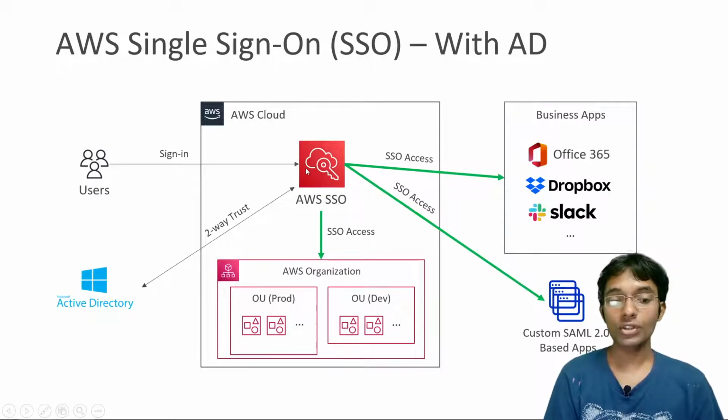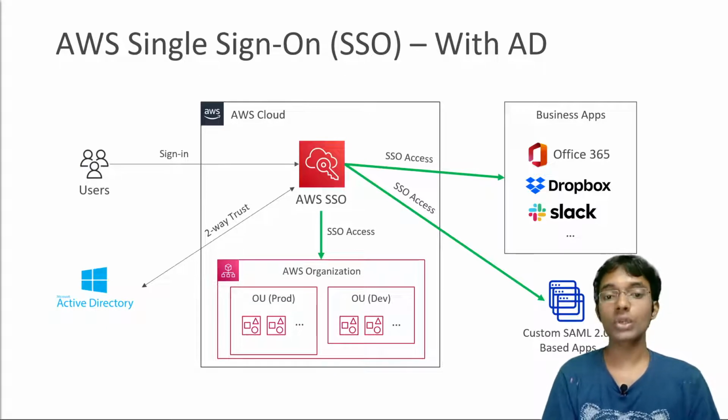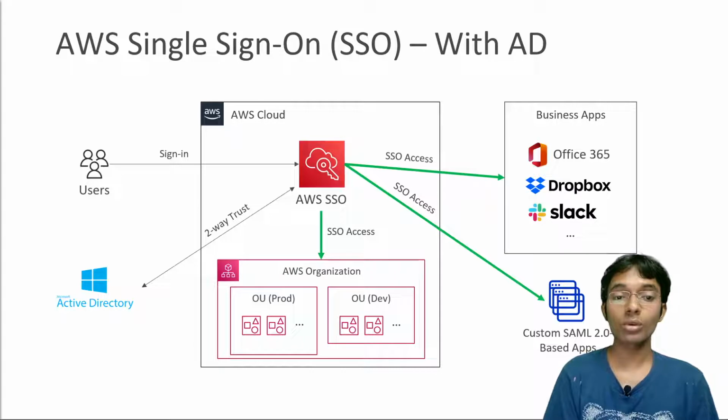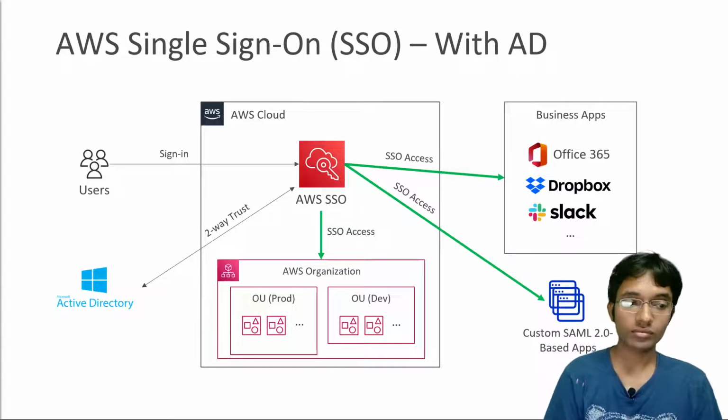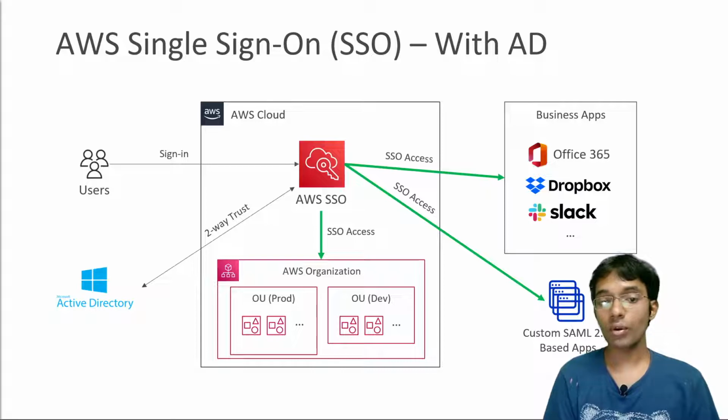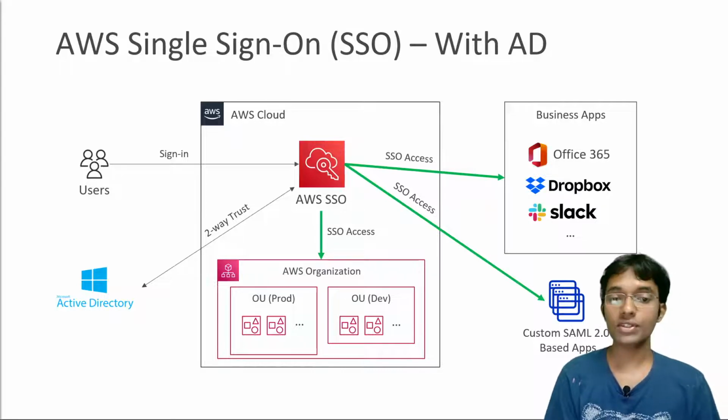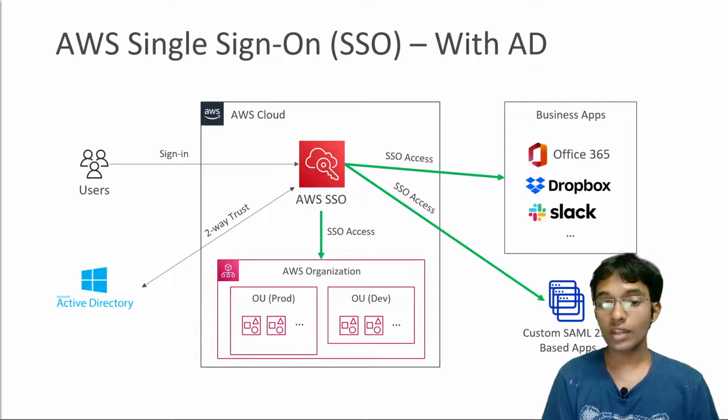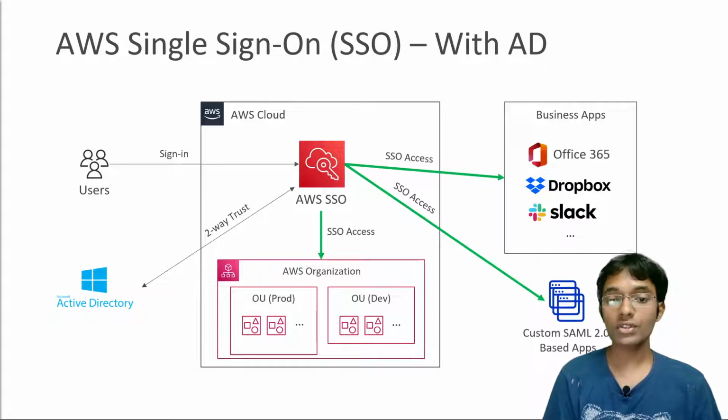So now, when you have Active Directory, how does it work? In your cloud, you are going to set up an integration between your single sign-on service and Active Directory. I'll show you how in the next slide. Then your users will sign into the SSO portal, make sure that they are logged into your Active Directory, and then they get SSO access to your accounts within your organizations, business applications, or any SAML 2.0 based applications.